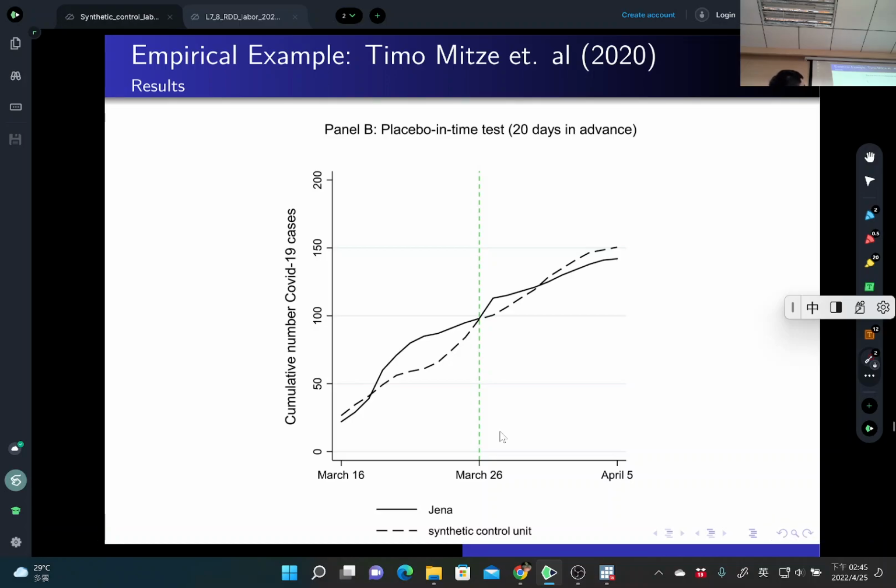And they also do another test called the placebo in time test. That is, they change the policy timing. So actually nothing happened on March 26th. They run the synthetic control using March 26th as the timing of the treatment, so they only use the data and characteristics before March 26th. And they find their synthetic Jaina and real Jaina are very similar until April 5th. Actually, until April 6th, they start to become different. So this means something happened on April 6th. If you use other days as a fake treatment timing, it does not generate any significant result right after that day, until April 6th. So that's another way to try to persuade your reader that you found some causal effect.